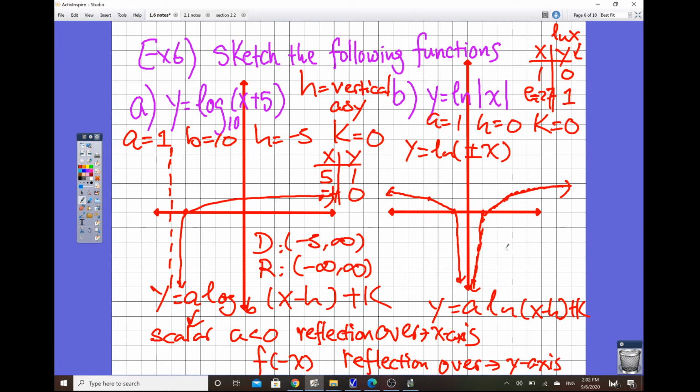And for those of you wondering about the domain for this one, it's negative infinity to 0, union 0 to infinity. And then the range. So what do you think the range is? The range is always considered all real numbers. All right. Okay, so now let's see.